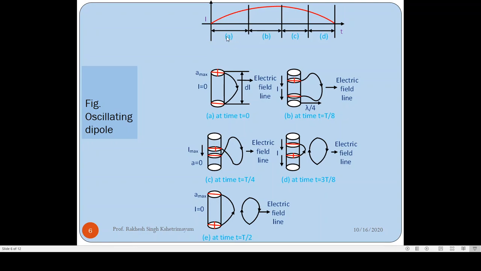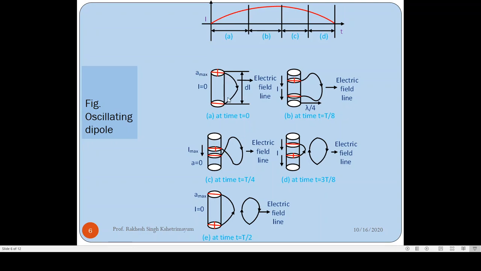Now for part A, when time t is equal to 0, what was the current? The current was 0. In that case, the model of the Hertz dipole is a plus charge at one end and a minus charge at the other end. At the end of the Hertz dipole there is no current flow, because the conductor is ending there. So the current is 0 when the plus charge and minus charge are at a distance dl. Now the acceleration would be maximum, because from there the current will again come back.